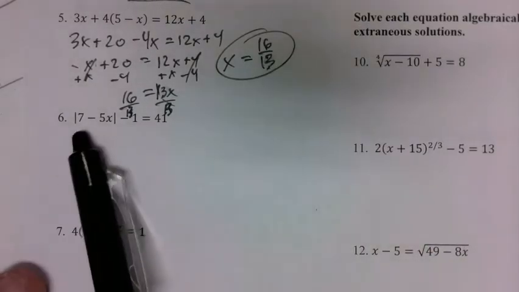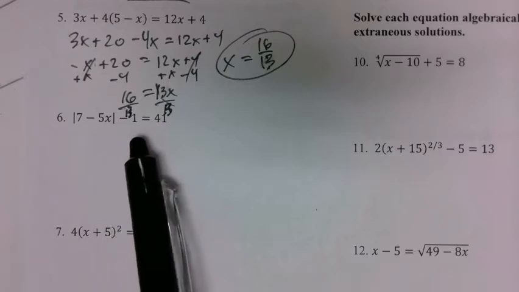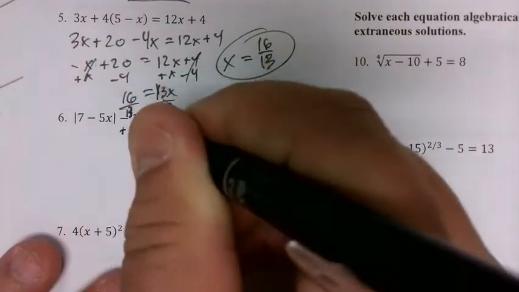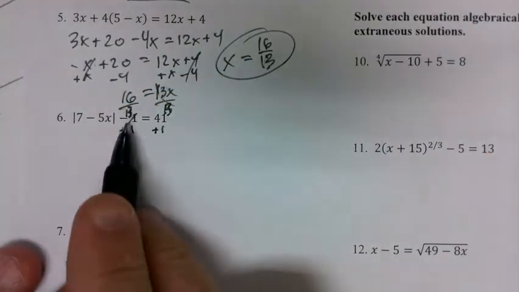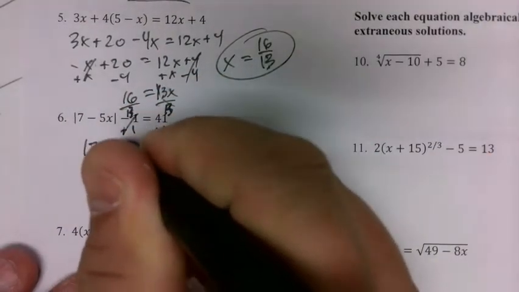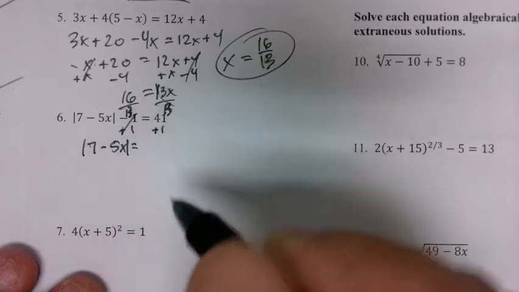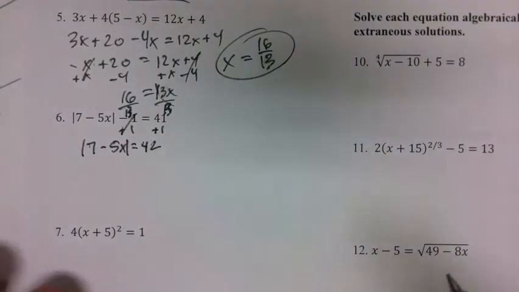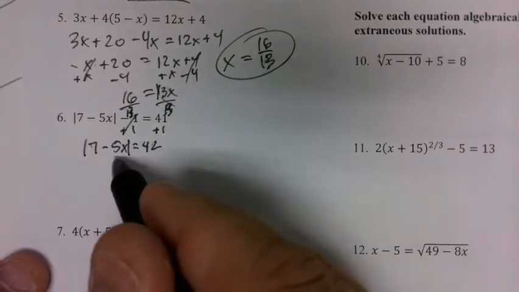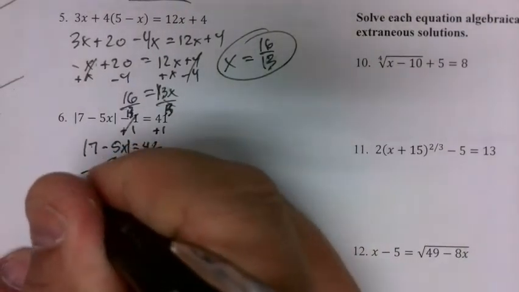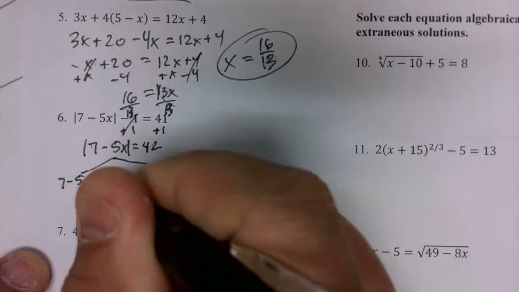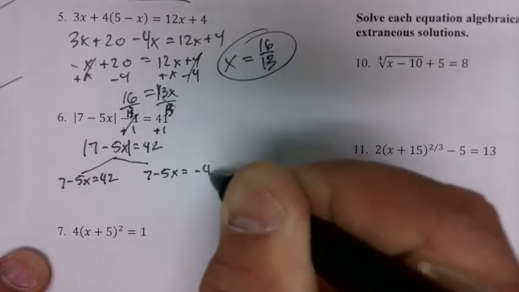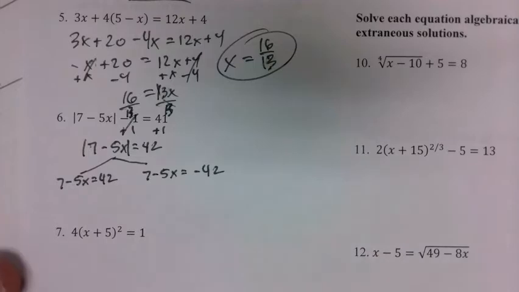Now, let's look at this. Absolute value of 7 minus 5x, minus 1 equals 41. To solve this, I have to isolate this absolute value, which means I need to get rid of that minus 1. And I have absolute value of 7 minus 5x equals 42. Once you got it isolated, now you do two different equations. 7 minus 5x equals 42, and 7 minus 5x equals a negative 42. Remember, you said it, the positive and negative one.